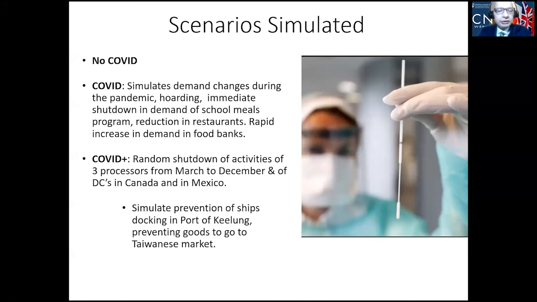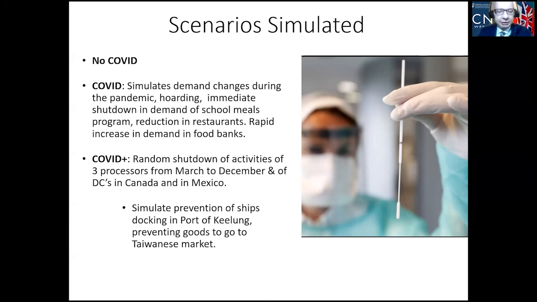The no COVID case, and then the COVID case, which is steady production until March 2020, rapid increase in demand for several weeks, and then immediate shutdown in demand of school meal programs, then reduction in restaurants, and rapid increase in demand in food banks. So you can see how there's this imbalance trying to balance itself throughout the supply chain.